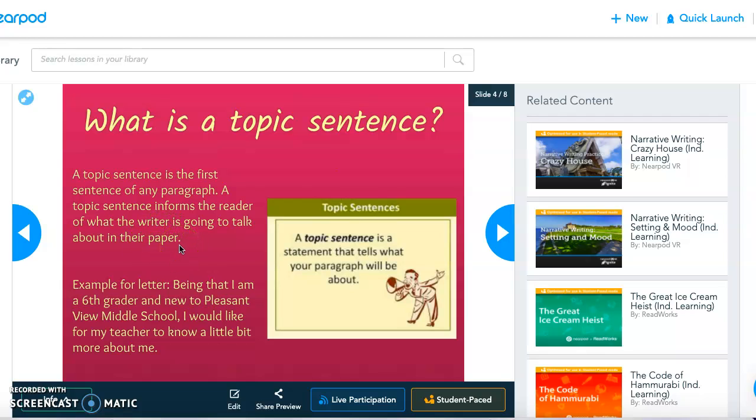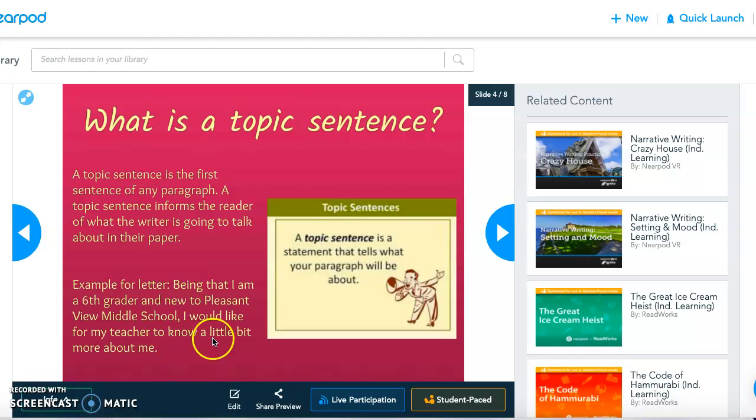So you're just going to introduce what you are going to talk about. I wrote an example down for you. Everyone's going to be writing an introduction letter. So it might go something along the lines of, "Hi, my name is, and I would like you to know more about me." For my example I gave you, here is my sentence. Being that I am a 6th grader and new to Pleasant View Middle School, I would like for my teacher to know a little bit more about me. Bingo, there you go. Now I know what your letter is going to be about.